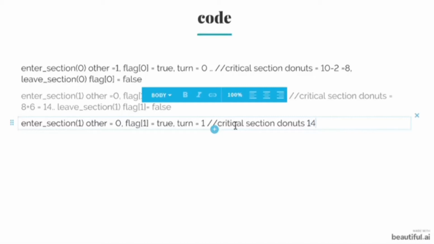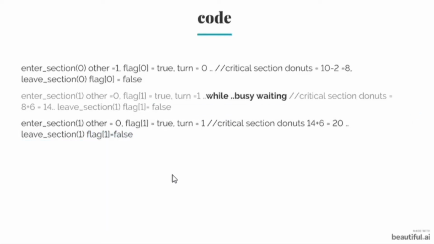Let's take this out. We no longer need it. So it adds 14 plus 6, which gives us 20, and then it updates the shared memory location. After this, it calls the leave section method and passes in 1, which changes the flag at 1 into false. So this is basically the difference between Peterson solution and strict alternation is the flags part. And this flags part is why the alternation in Peterson solution is not strict.